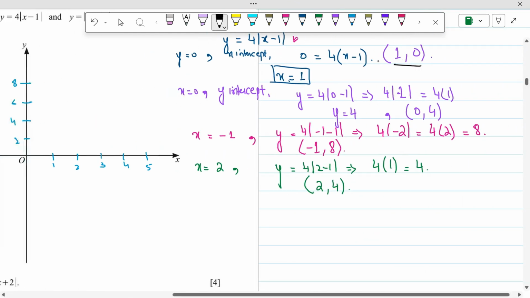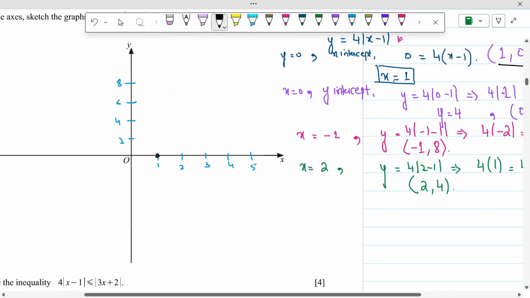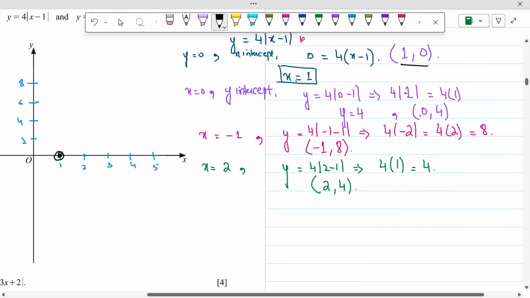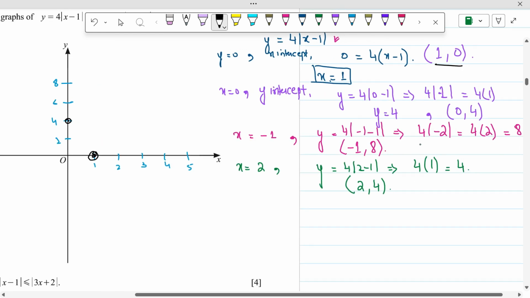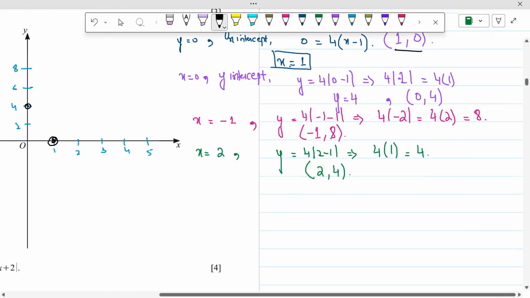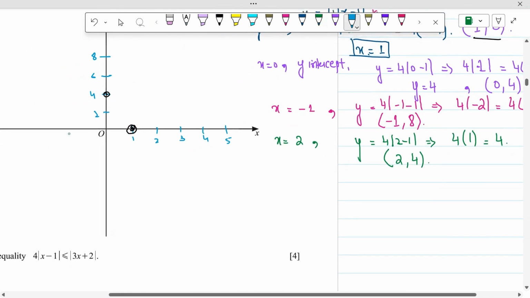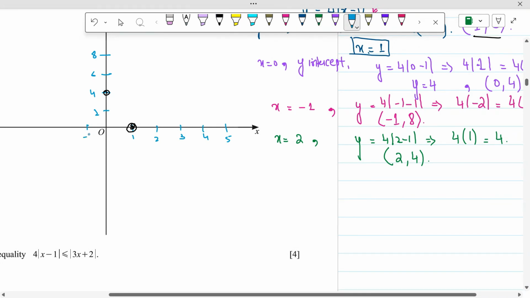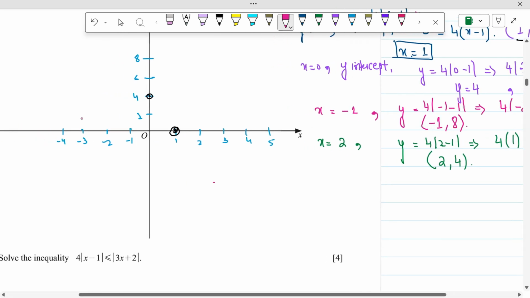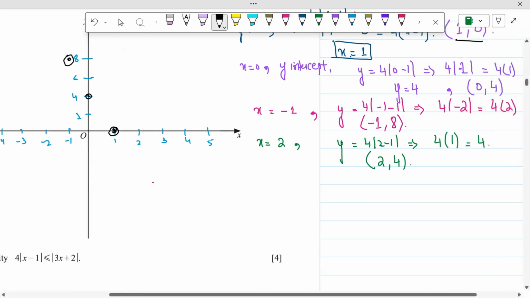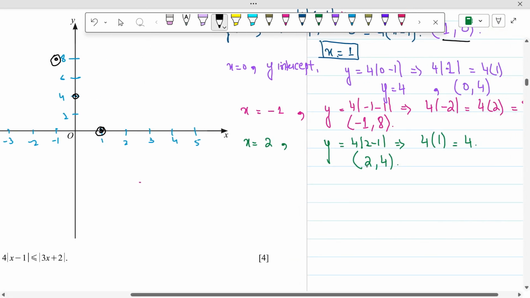The first point is (1, 0), so 1 across, we have the point here. The second point is (0, 4), which is this one. Then we have the point (-1, 8), so this one is negative 1, negative 2, negative 3 and negative 4. So this is negative 1 and 8. Similarly, for the point (2, 4), 2 and 4.